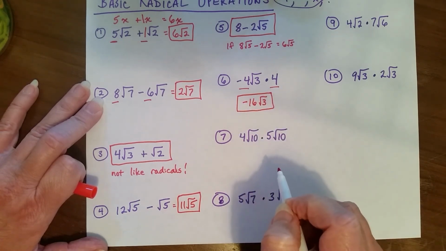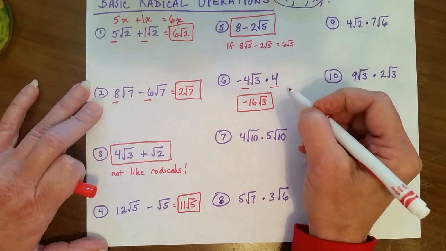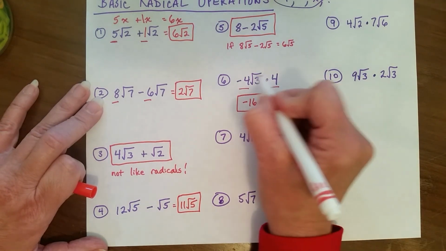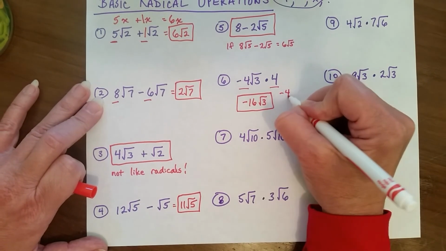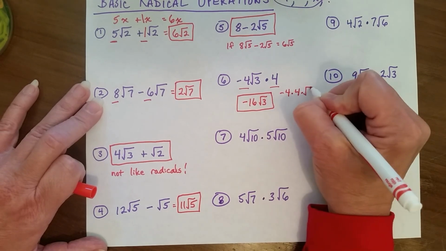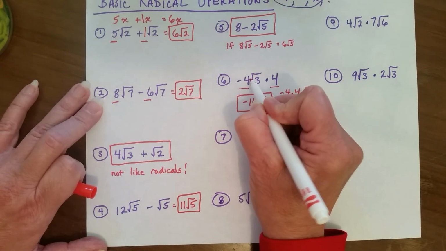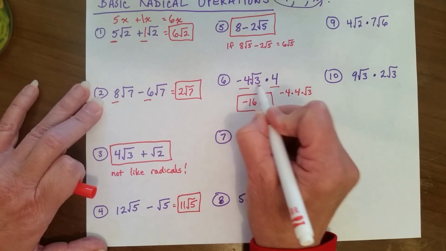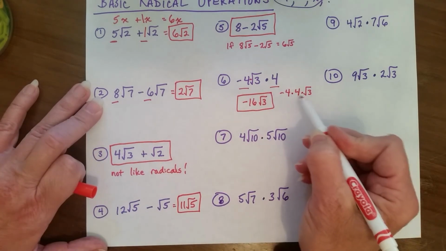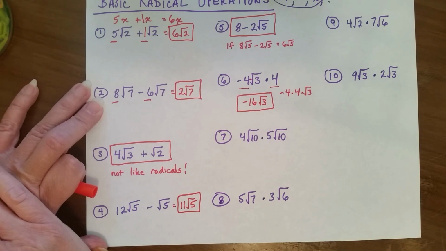Now the reason we can do that is because multiplication is commutative and associative. So I could rewrite this problem as negative 4 times root 3, because I'm actually multiplying these 3 together. So I could make that negative 16 root 3.